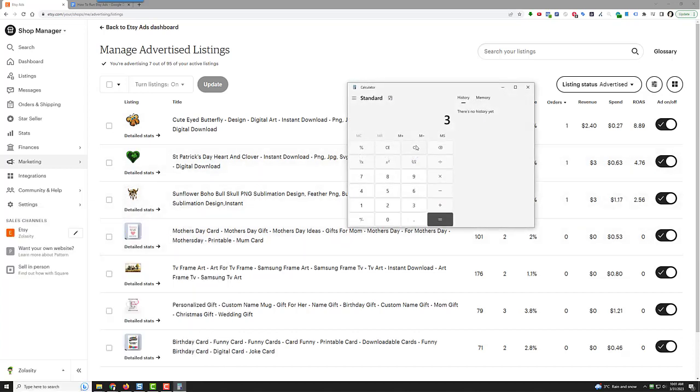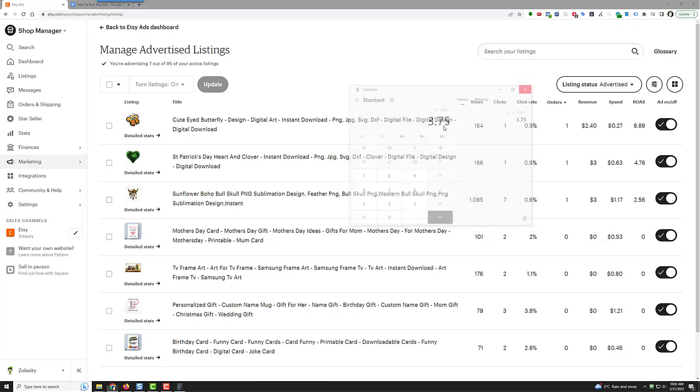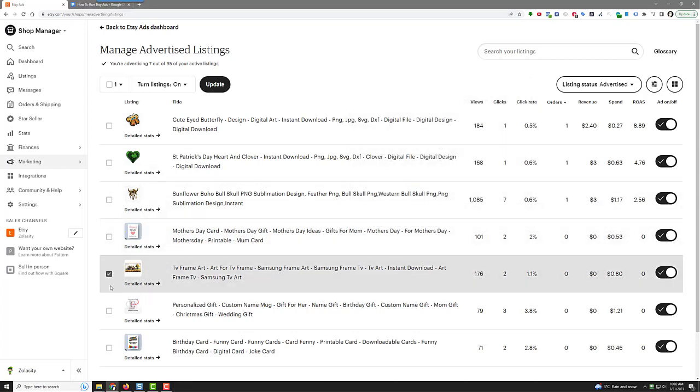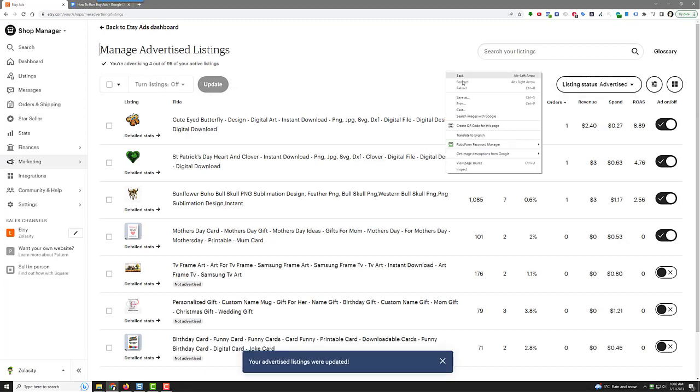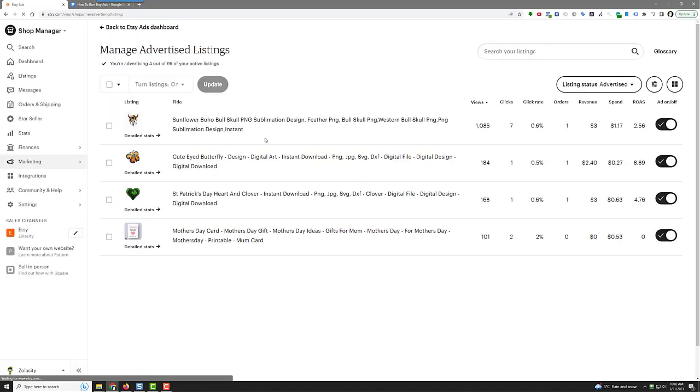I thought I had more than that. 3 divided by 0.8, 3.75. So we'll call it 4. Close enough. So actually, these ones should be turned off. If I'm going to follow exactly what I want. Turn off, update, and now reload. Now I've got 3 that have sales, and I've got 1 experiment.